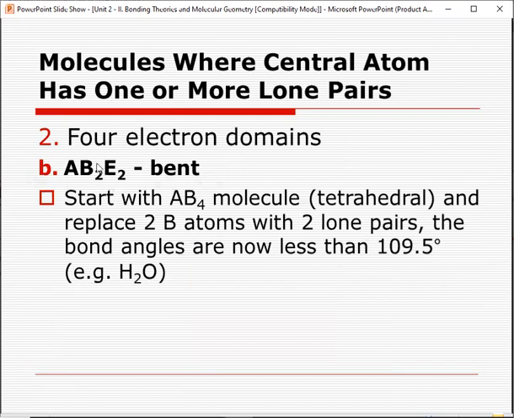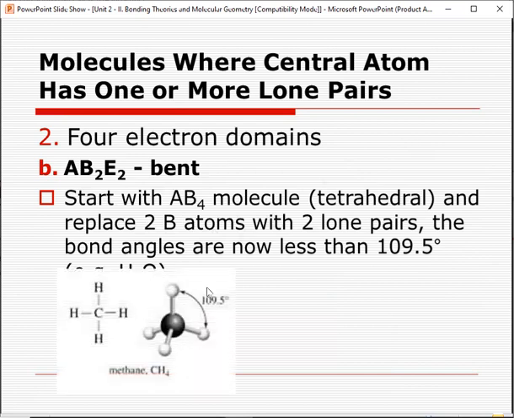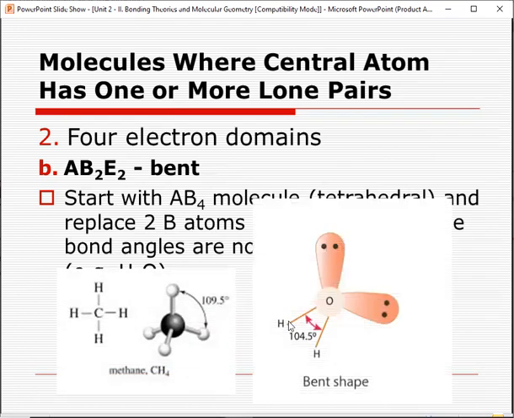So meaning na ay duha ka outer atoms and na ay duha ka lone pair. So start with AB4 or the tetrahedral and replace 2 B from the AB4 atoms with 2 lone pairs. So the bond angles are now less than 109.5. So this is the tetrahedral again, but for the bent shape of AB2E2, example is H2O. So inani na iyahang picture. And from 109.5, mas less na siya. So nahimo na siya 104.5.